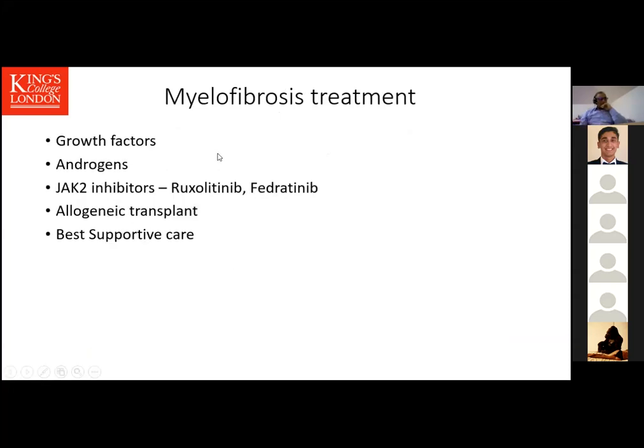Treatment is by growth factors. If it's a low risk disease, then you give androgens to boost the hemoglobin, and then the first line treatment currently is ruxolitinib or fedratinib, which are new JAK2 inhibitors. And then if you have got a young patient who's got a high risk score, then you straight away do the transplant. If the patient is elderly, you can't give much, then you just do best supportive care with transfusions, etc.